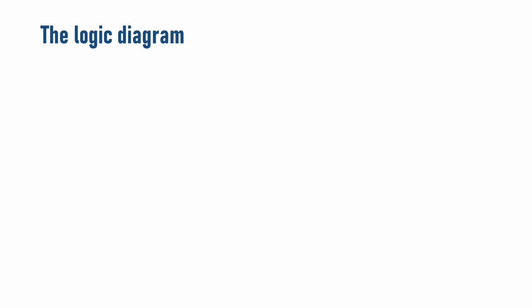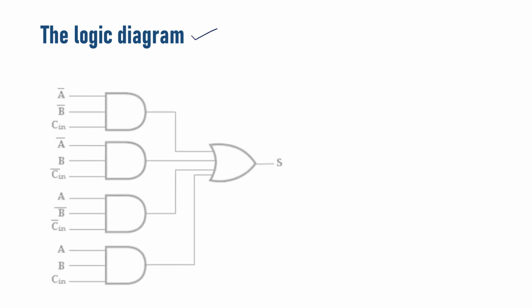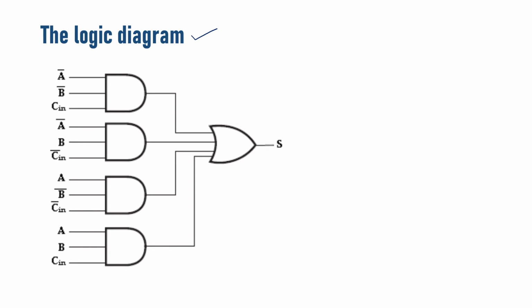Next we are going to discuss the logic diagram. In this logic diagram, we are using four AND gates and then one OR gate. Here A dash, B dash, C in, so the output will be A bar, B bar, C in, because the AND gate is the multiplication operation. Here A dash, B, C in dash, and here A, B dash, C in dash. Here we'll get A, B, C in, all are multiplication.